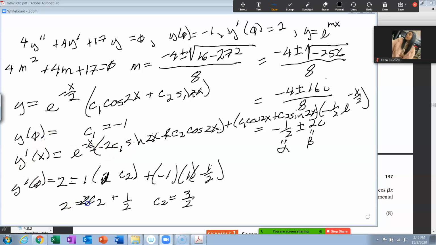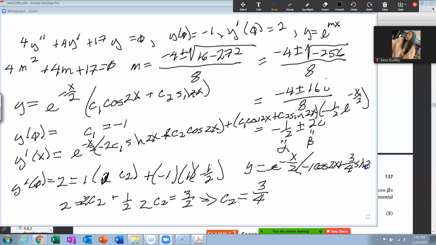Okay, plus 1/2, and that would have then been 2c2 is equal to 3/2, c2 is equal to 3/4. I don't know why I got that wrong. So then you plug that back in here, and you get y is equal to e to the minus x over 2 times minus 1 cosine 2x plus 3/4 sine 2x. Okay, no plus c's required because you had a definite thing.